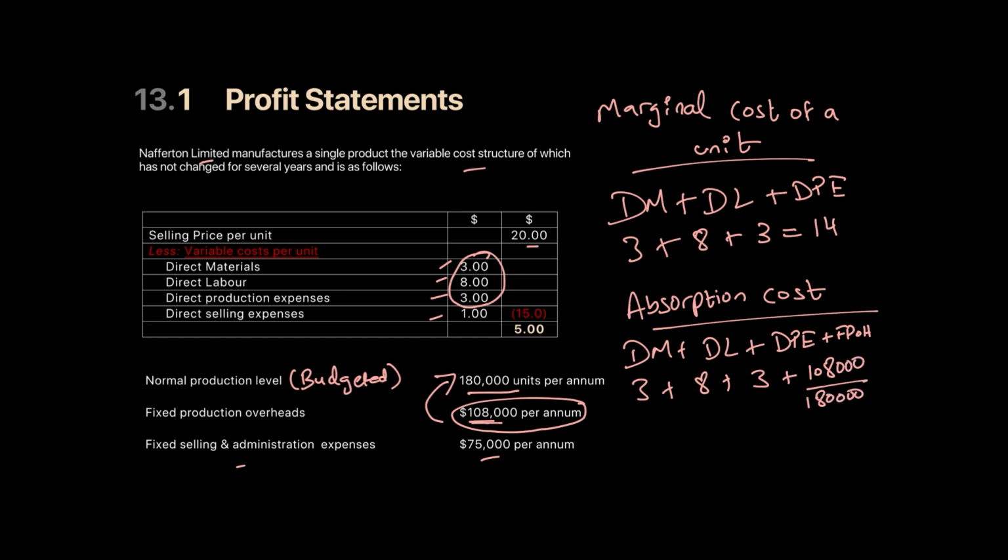Alright, so if we calculate this, fixed production overhead should be 0.6. If you divide 108 by 180, you should get 0.6. So the absorption cost will be 14.6. So marginal costing says that the cost of making a unit in this case will be 14. Absorption costing says that the cost of making a unit should be 14.6. The additional cost is your fixed production overhead. Alright, let's look at the next part now.